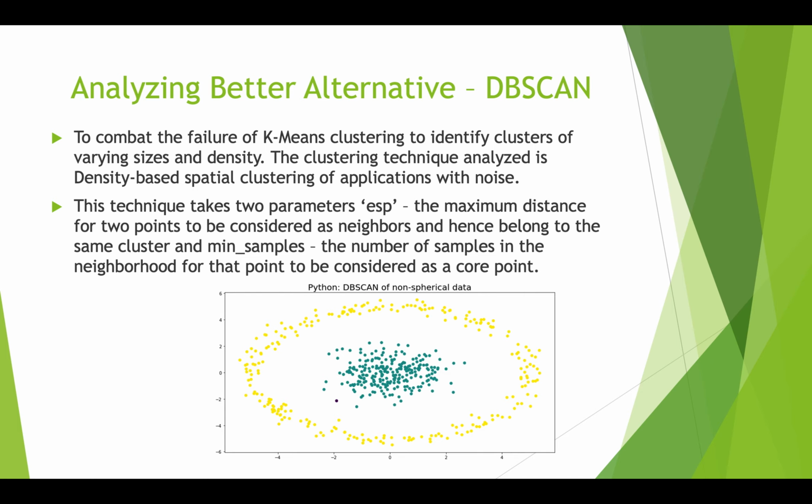This algorithm has two main inputs. One is eps, that is the maximum distance for two points to be considered neighbors. You can set this value. The smaller the value, the closer the points must be to be considered neighbors. And then there is min samples, that is the number of samples in the neighborhood of a point needed to consider it a core point. So we can set this value as 100. Any point will be considered a core point if it has 100 points around it within this eps distance. So this is how DBSCAN works.